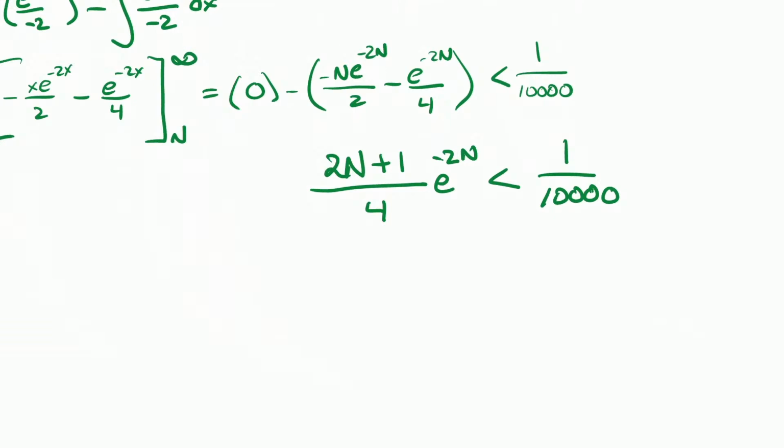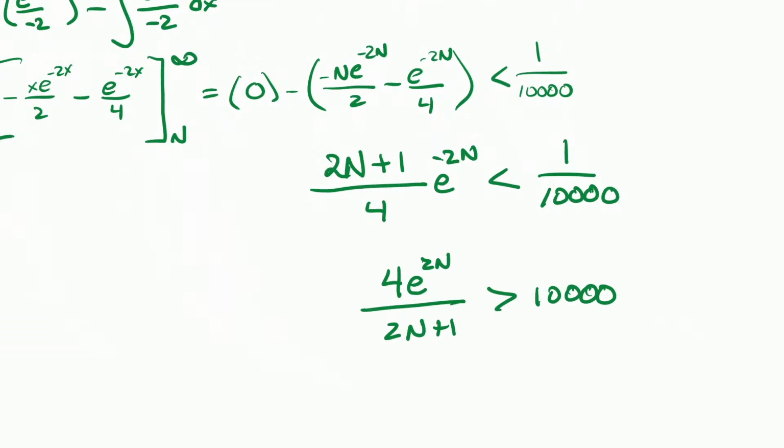That's all. Now I'm going to flip everything because I want to. I think it'll be easier for me. So 4e to the 2n over, you don't really have to, but it's just going to be easier for me, should be greater than 10,000.